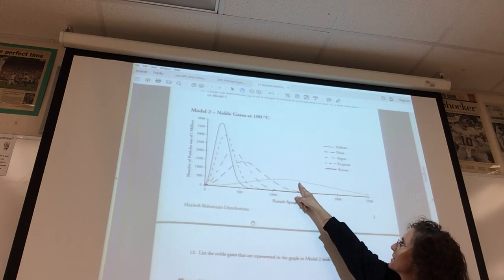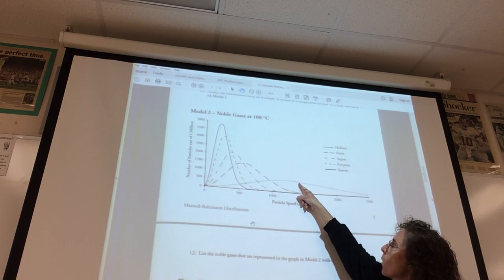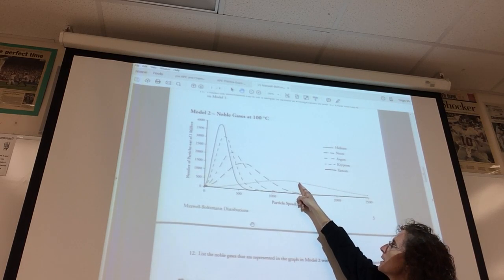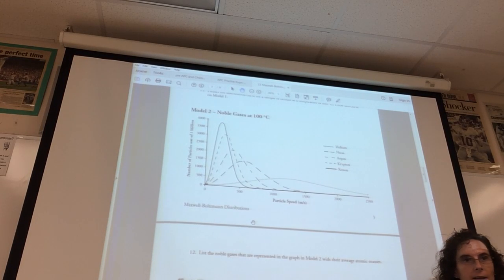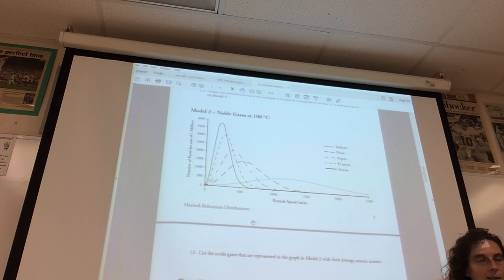So this gas here is helium. More of its particles are achieving a greater speed than xenon. And that's because why? Helium has a smaller molar mass. The particles achieve a greater speed.